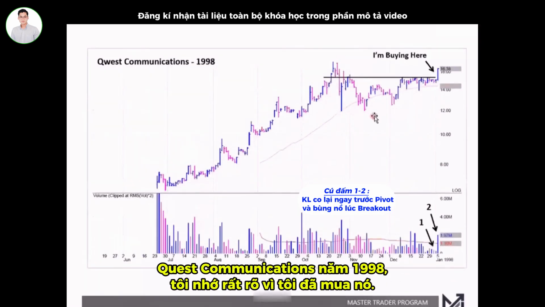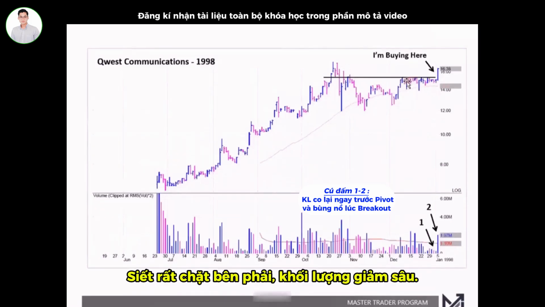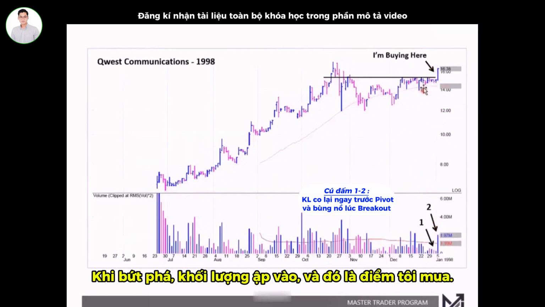Qwest Communications, this was '98. This is one that I bought. I remember this one well. Tightening up on the right side, and then gets really, really tight. Volume comes way down. And as it breaks out, you see the volume come in, you get the 1-2, and that's where you're buying it. Coming right, I was buying it right there. Let's look at another one.